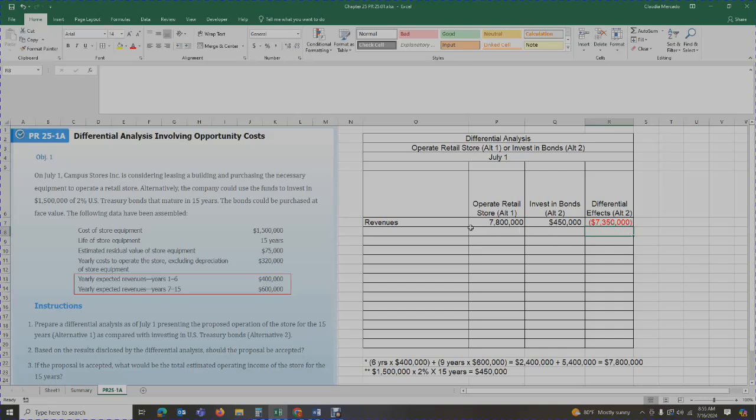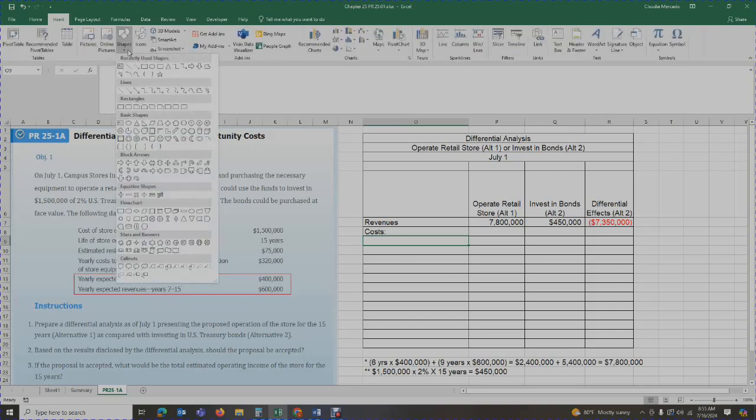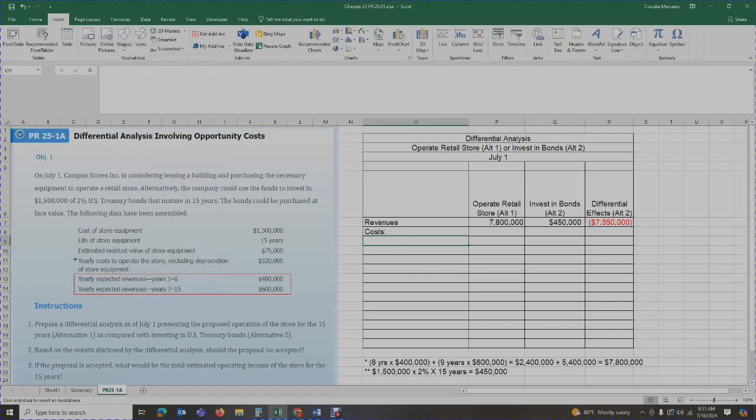So if we're just looking at plain revenues, we would go with the retail store at this point because they are bringing in a lot more money than that investment in the bonds. But we're not done yet. We have costs to take into consideration. How much are we going to have to spend to produce that income, right? That's very important. So let's look at the cost for the retail store. The data is provided to you here.